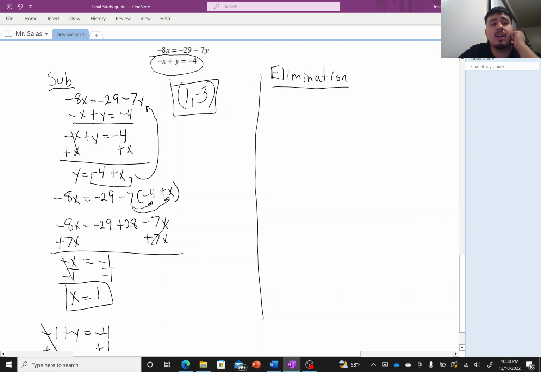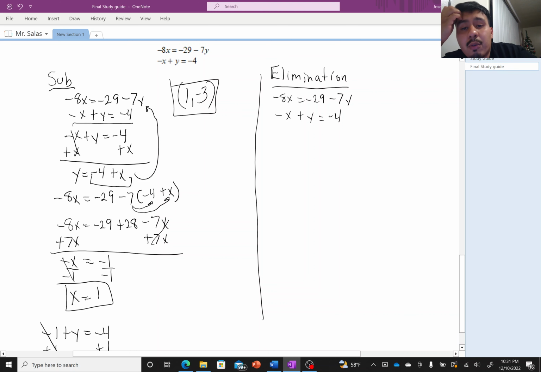All right, we are done with the method of substitution. We're gonna go ahead and continue in one video and do elimination as well. So with elimination, we have to do a couple of things first. We start off obviously with negative 8x is equal to negative 29 minus 7y. And then I have negative x plus y is equal to negative 4.